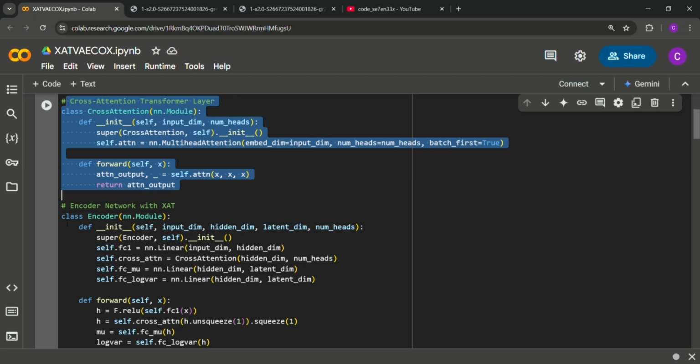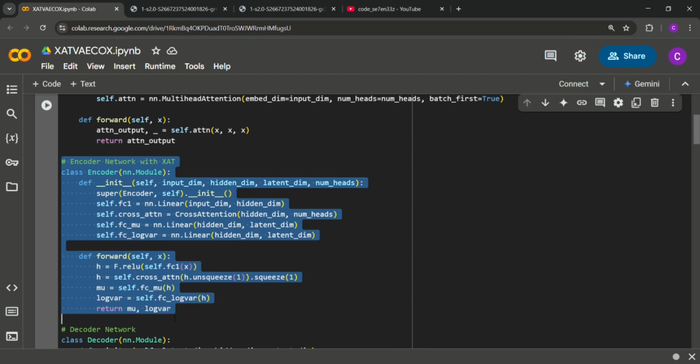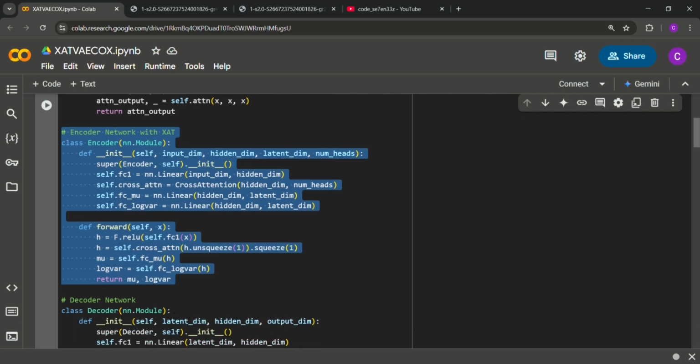Encoder. The encoder is responsible for compressing input data into a lower dimensional latent space representation. FC1 converts input into a hidden representation. Cross-attention is used to enhance feature learning. FC mu and FC logvar compute the mean and log variance of the latent space, crucial for variational autoencoders to learn a probability distribution.